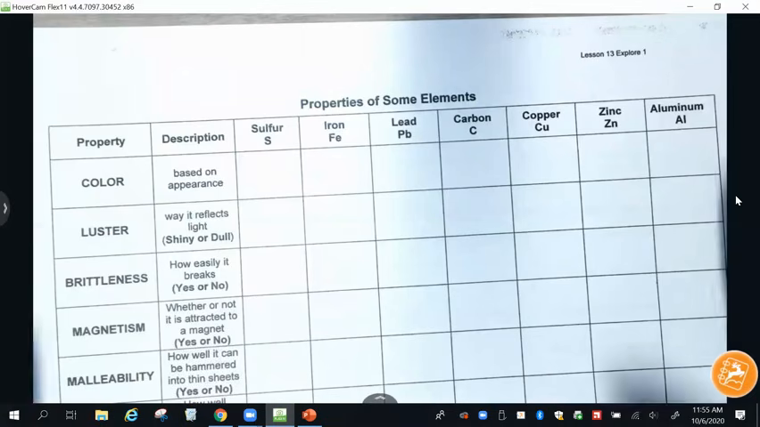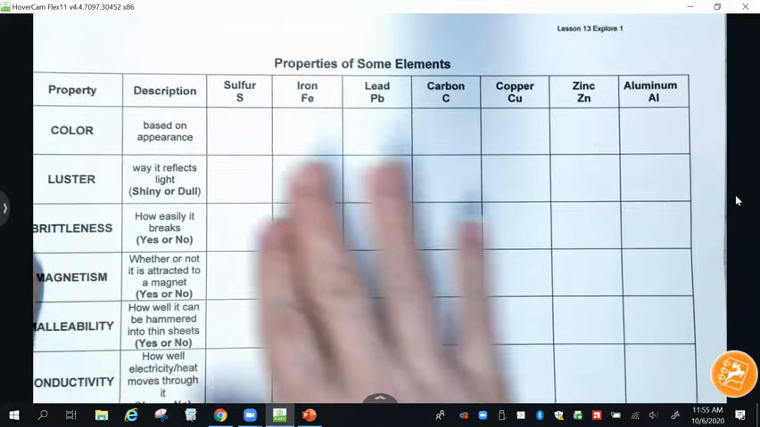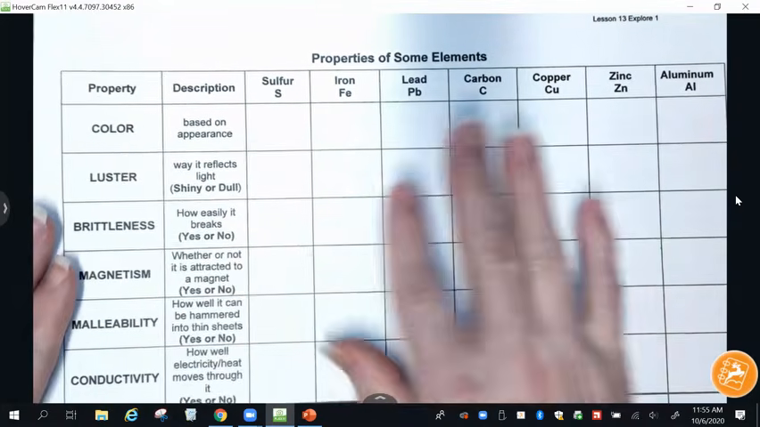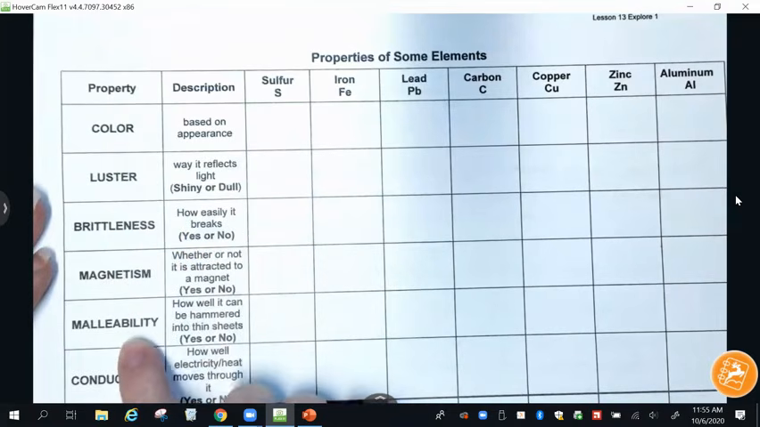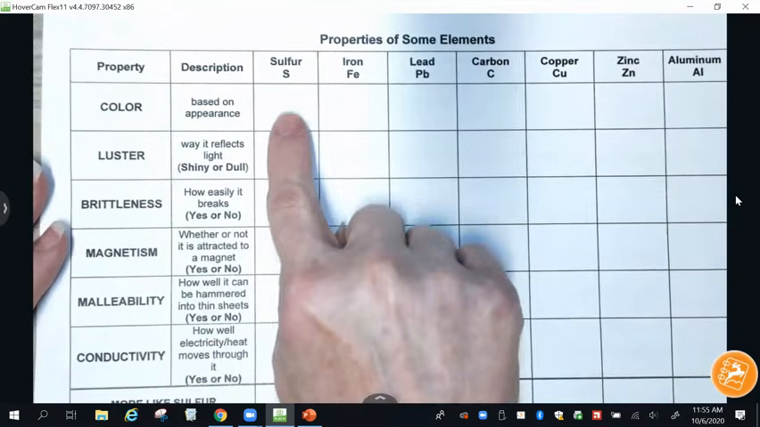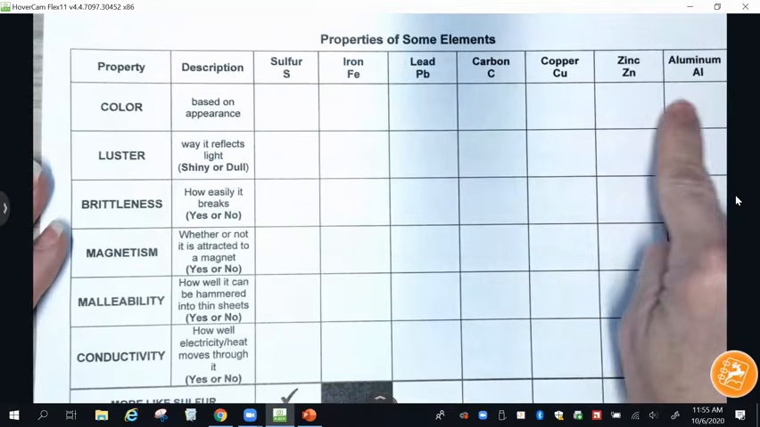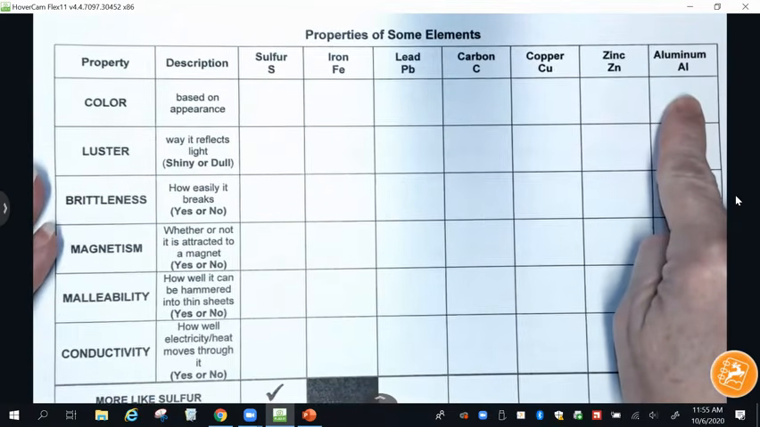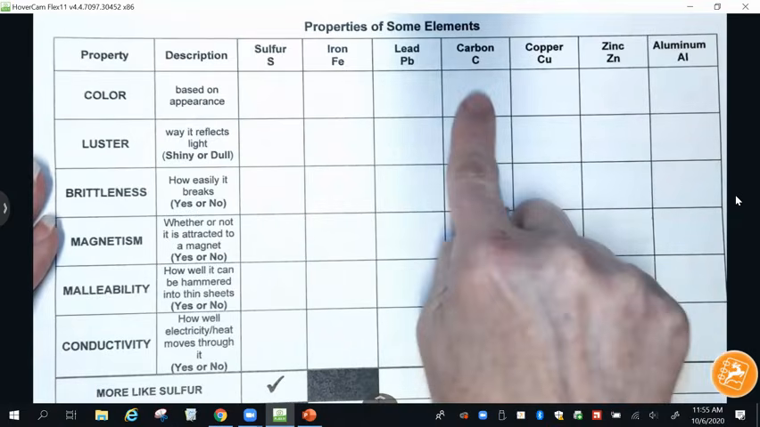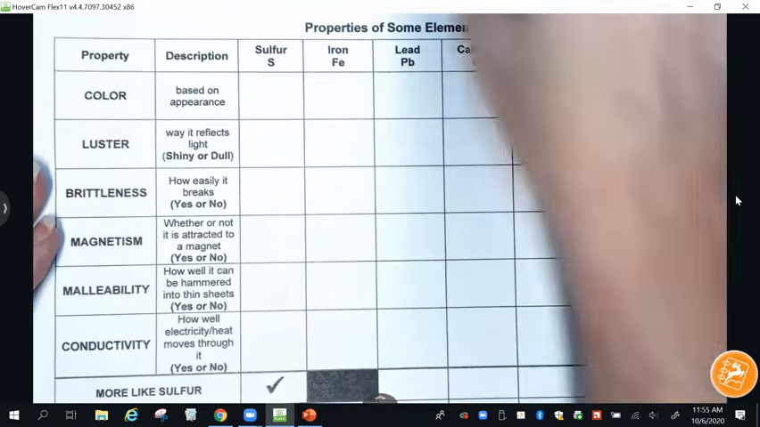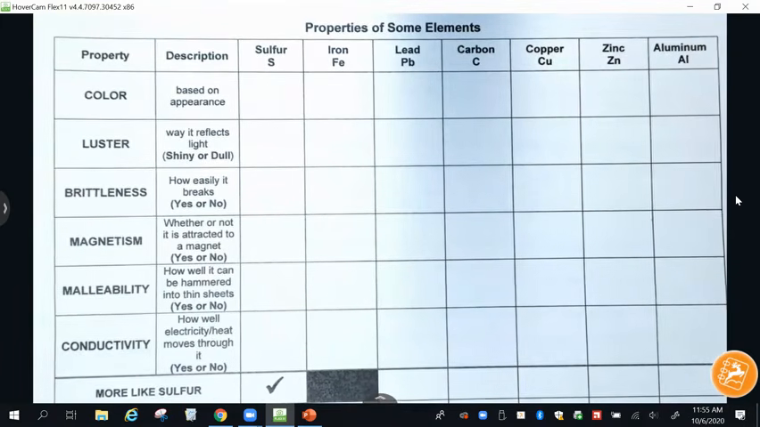So this is what we're doing. We have to fill this out. And what we're doing, we're going to be looking at all these different properties right here of these, I believe, 7 different elements. We're looking at properties of 7 different elements. Okay. 1, 2, 3, 4, 5, 6, 7. All right. So we're going to start off.